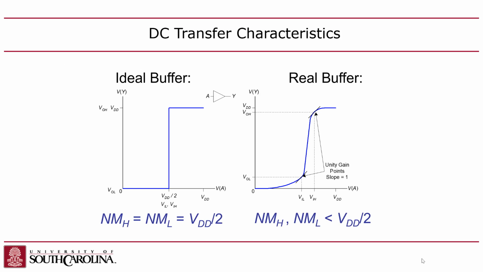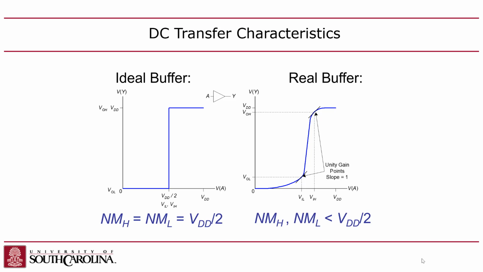Well, in order to answer that question, you have to look at the DC transfer characteristics of the logic gates that you're using. Ideally, if you have a buffer, and this is shown for a buffer, a buffer is a gate that's just an identity function. You put a 0 in, you get a 0 out. You put a 1 in, and you get a 1 out.